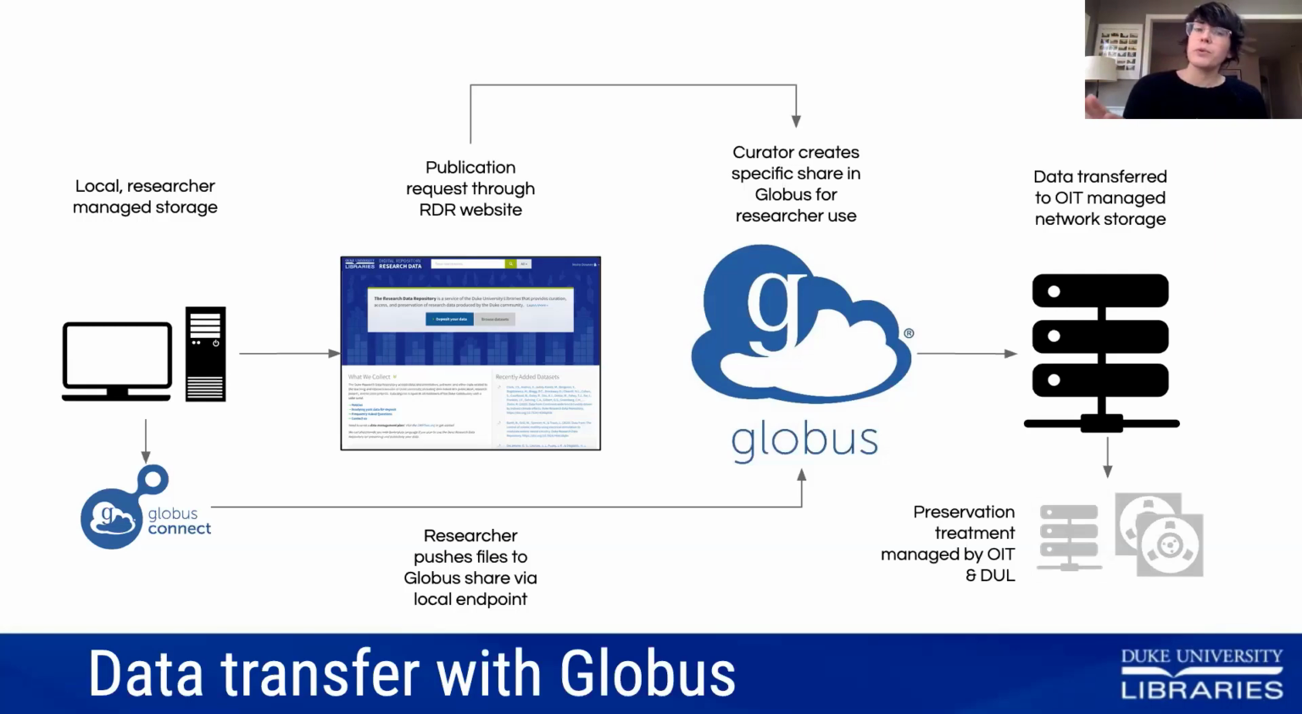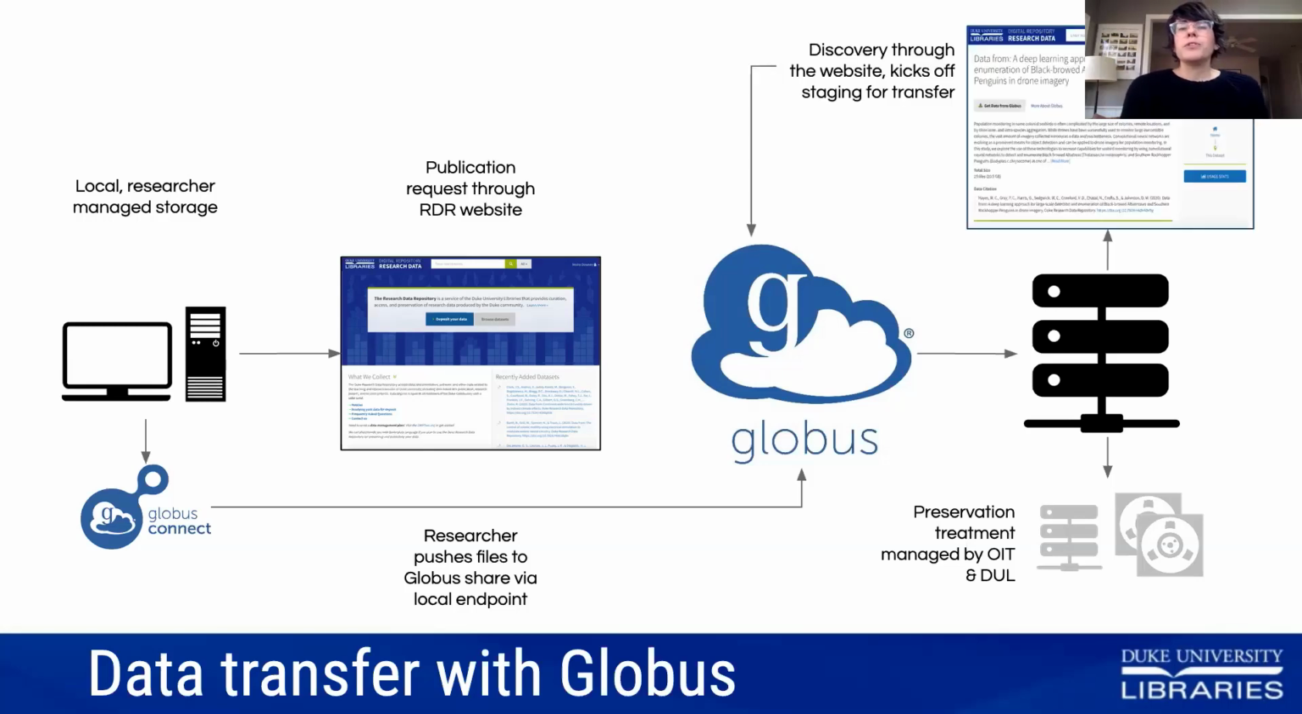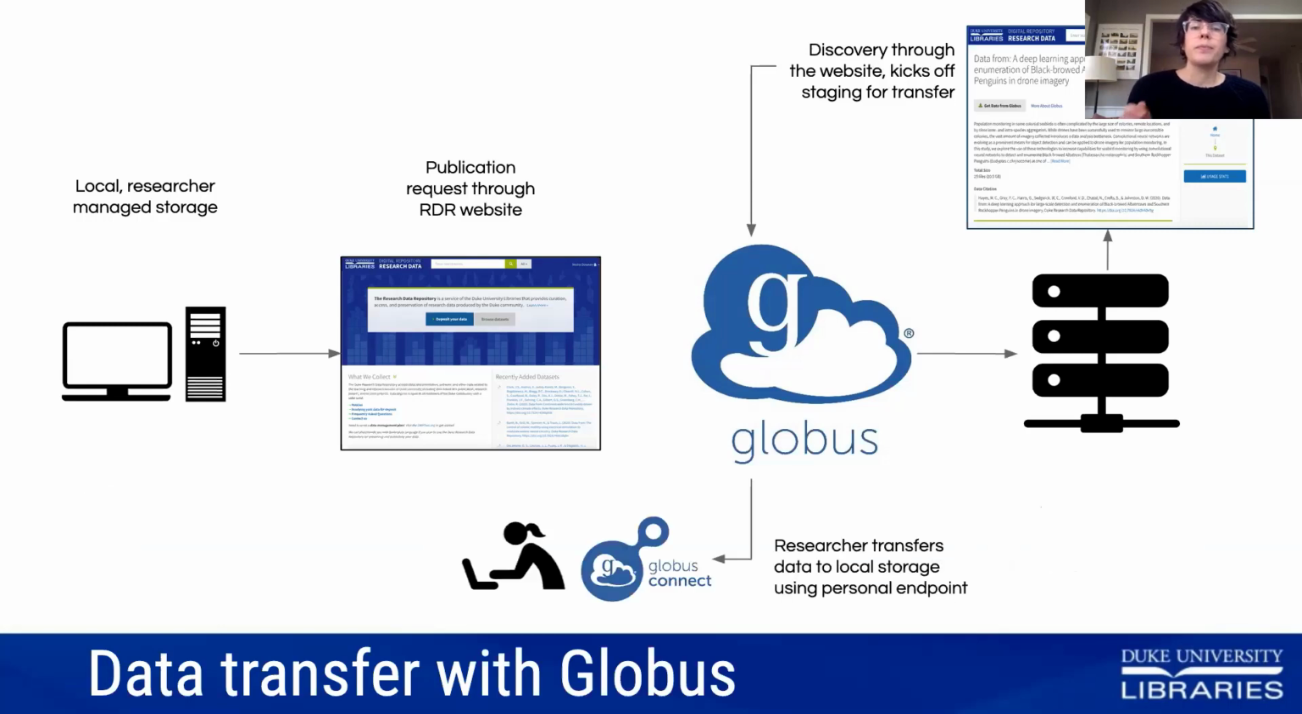Once it's in the repository, then the data receive all that good preservation treatment we've talked about, so redundant copies and fixity monitoring. And then other researchers can discover the data by resolving a DOI or by searching the website. And then they'll click on a link to the data in Globus. And from there, they can transfer the data to the location of their choice. And then, like I said, I'll demo this in just a second.